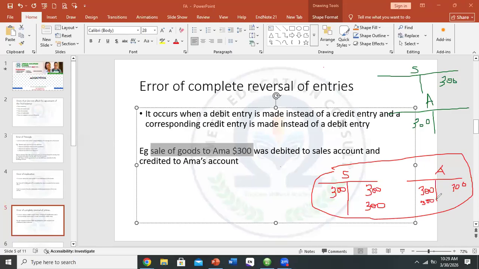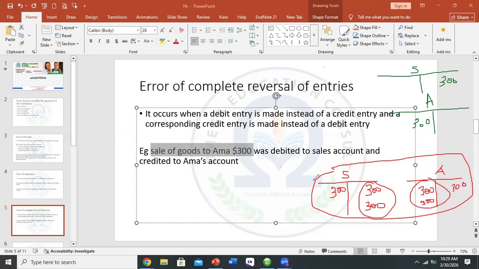I think that's what you're saying, which is true. But in order to avoid duplication of efforts, it is not an error, it's just a waste of time, right? So instead of doing 300 and coming to do 300, technically what you have done is you have credited sales with 600. You've debited Amma with what? 600. Okay. So in correcting this error, what you have to do is to double the amount.